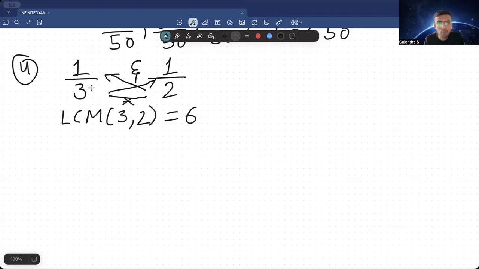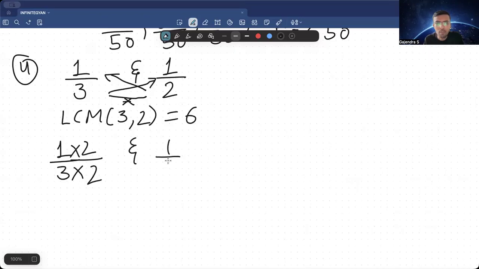So here I have to make this denominator 6. So by which number should I multiply? Exactly, by 2. So that denominator becomes 6 and 1/2.